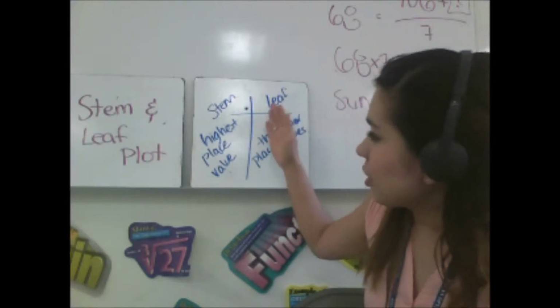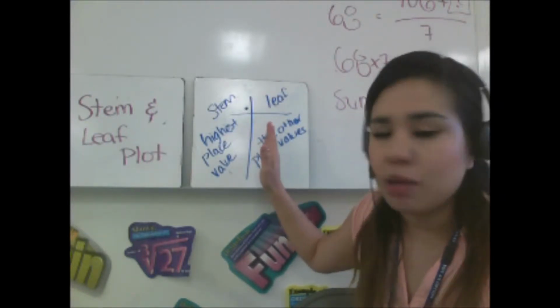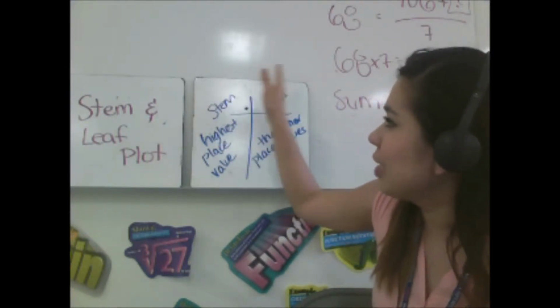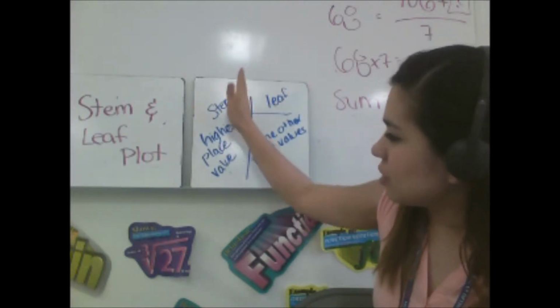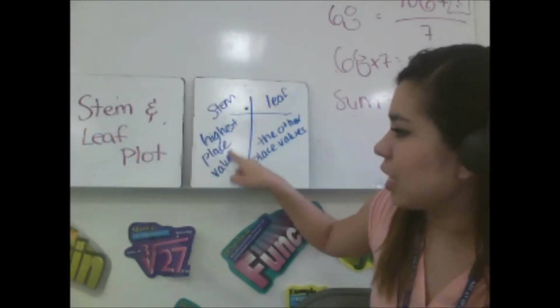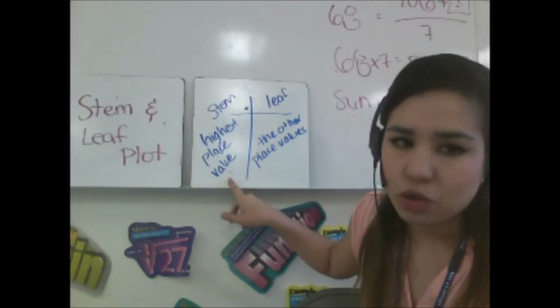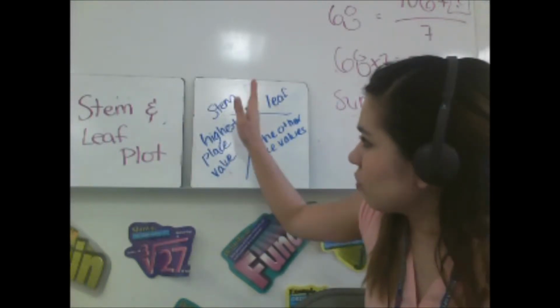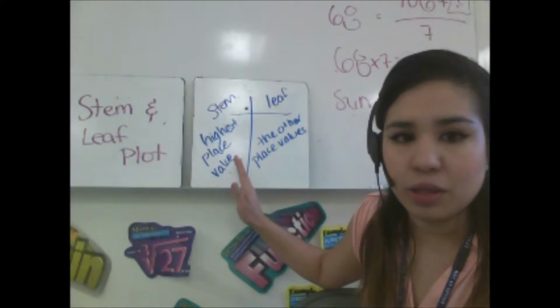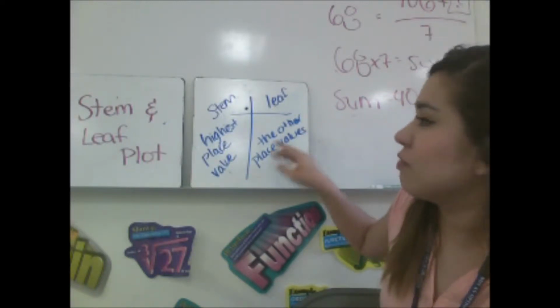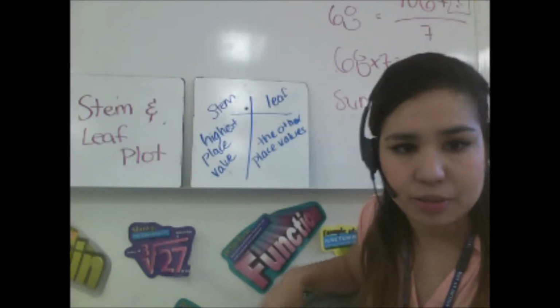A stem and leaf plot is basically, it looks like a T-chart, but it's created from a stem and a leaf. The stem is the first section on the left, and it's the highest place value. So I'll show you right now in a little bit what this really looks like. Then the leaf is the other place values for that number.